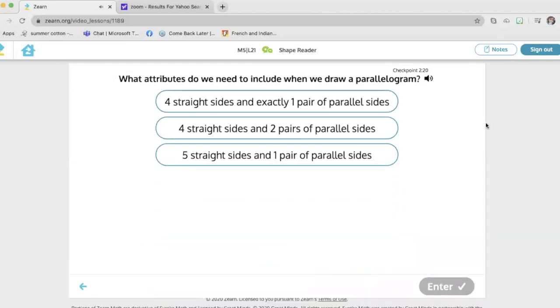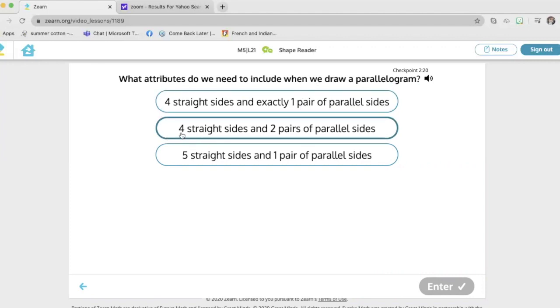Okay, so when you're thinking about attributes, you're thinking about characteristics. So what are the characteristics of a parallelogram? So the very first one says 4 straight sides and exactly 1 pair of parallel sides. Well, I know that this one would not be correct, so I could mark through it because a parallelogram has 2 sets of parallel sides.